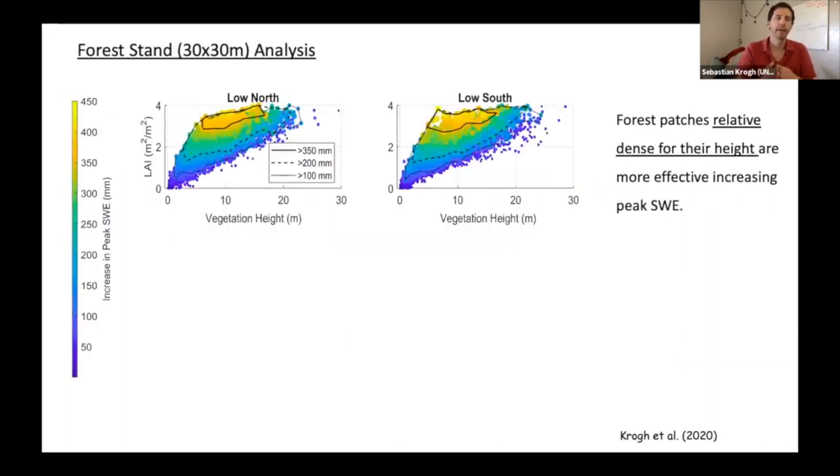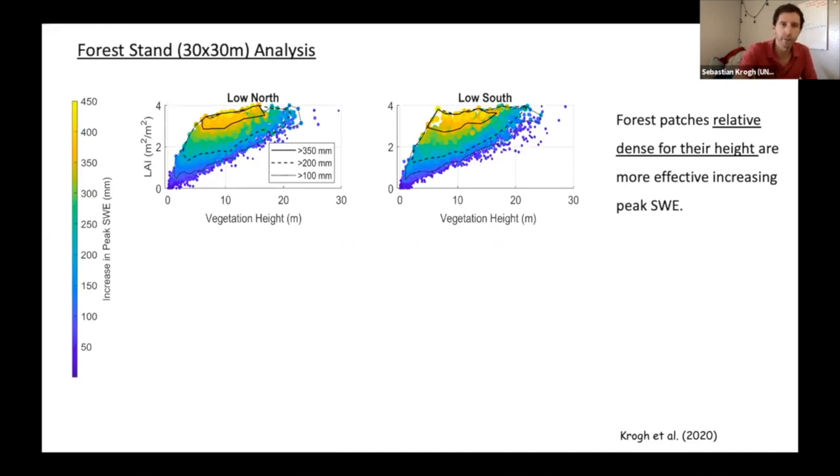Now, if we come back into this 30-meter forest stand scale, and we plot these, such as in the y-axis, we have the existing forest structure mean leaf area index, and then the mean vegetation height for each of those 30-meter forest stands. And we color each dot by the increase, in this case, of peak SWE. We can see that there's forest patches with characteristics that increase your peak SWE the most.